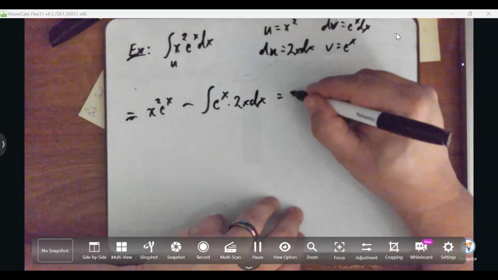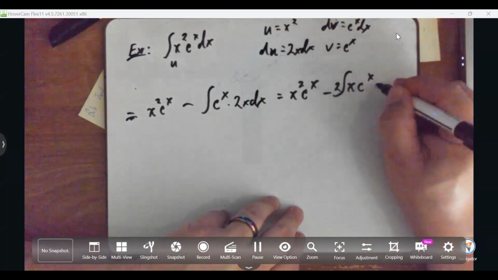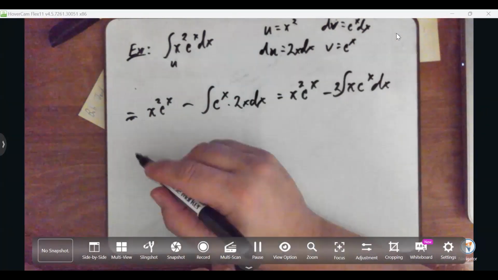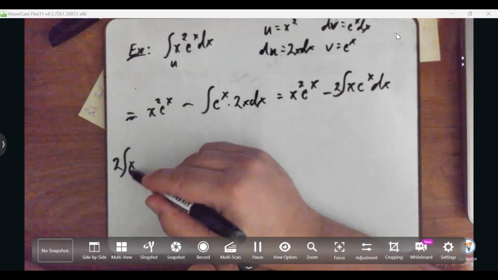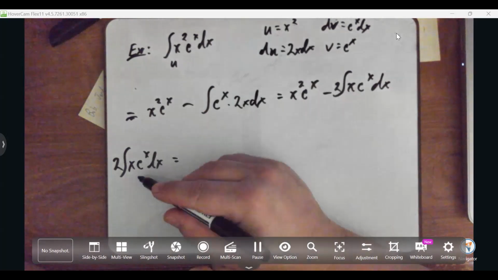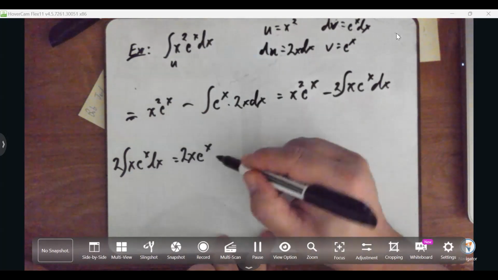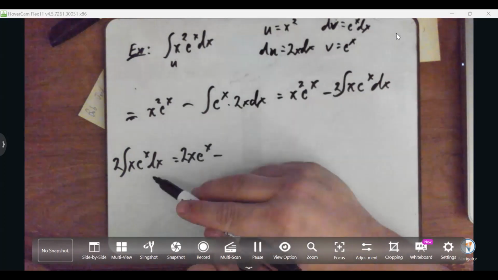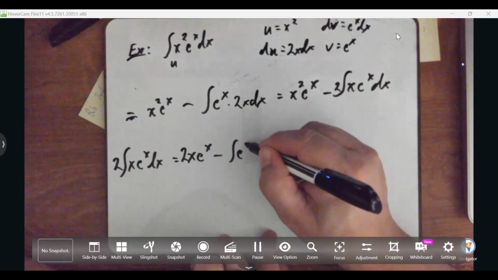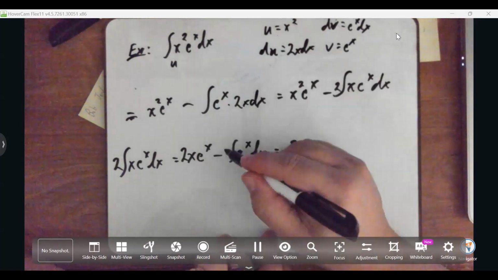Okay, so let's rewrite this. The first part is x squared e to the x minus, I'm going to switch this to 2 times the integral of x e to the x dx. Now let's do integration by parts again for this one. Remember u was x and dv was e to the x dx. So from before, that's x e to the x minus the integral of v du, so that's minus the integral of e to the x dx. And so it's a 2 times this, right?